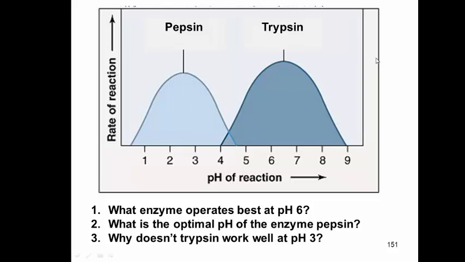Why doesn't trypsin work well at pH 3? Right? Well, as with temperature, an enzyme has an optimal pH at which it works best. Trypsin works best at a pH of about 6.5. If you go above or below that, actually what's happening here is the trypsin is denaturing, it's unfolding. So in a very acidic environment, such as a pH 3, the trypsin is completely unfolded or completely denatured, and it won't work.